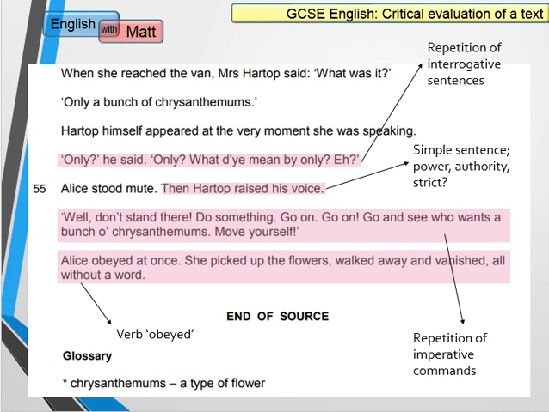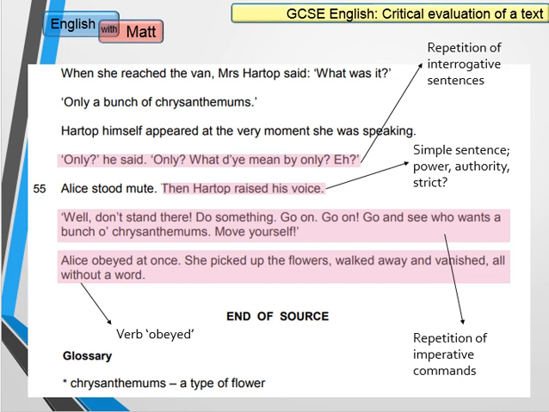And then we have repetition of imperatives, so commands. "Don't just stand there, do something, go on, move yourself." So again, he's very bossy. The repetition of his imperative commands in that dialogue shows that he is a very domineering character, and that would be evidence to prove that he is quite a cruel, perhaps, or quite strict father figure.